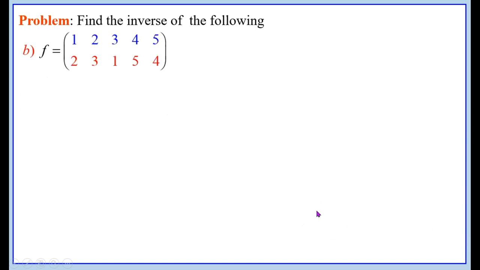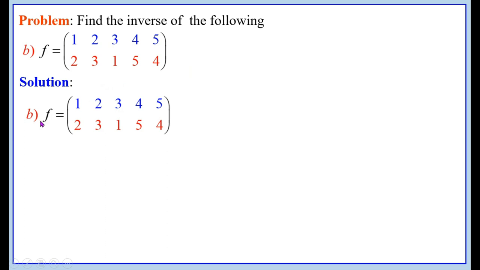Find the inverse of the permutation 1, 2, 3, 4, 5, 2, 3, 1, 5, 4. This is the given permutation. Its inverse is just interchanging the rows. The second row of f becomes the first row in f inverse, and the first row of f becomes the second row in f inverse. So, this is the f inverse of the given permutation.